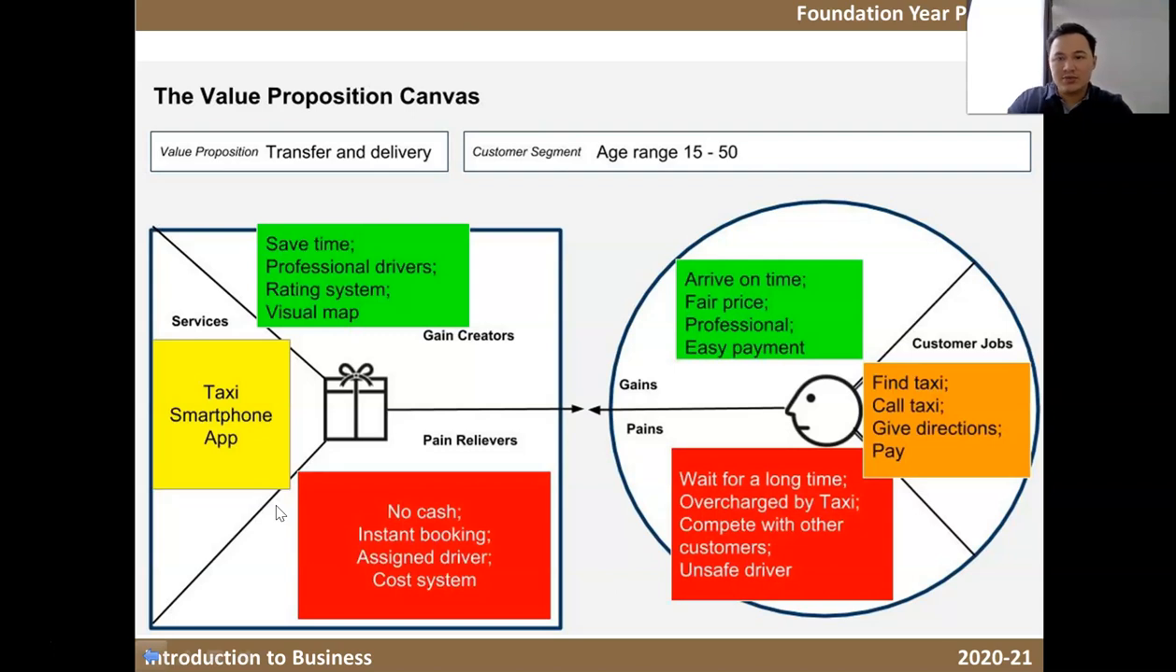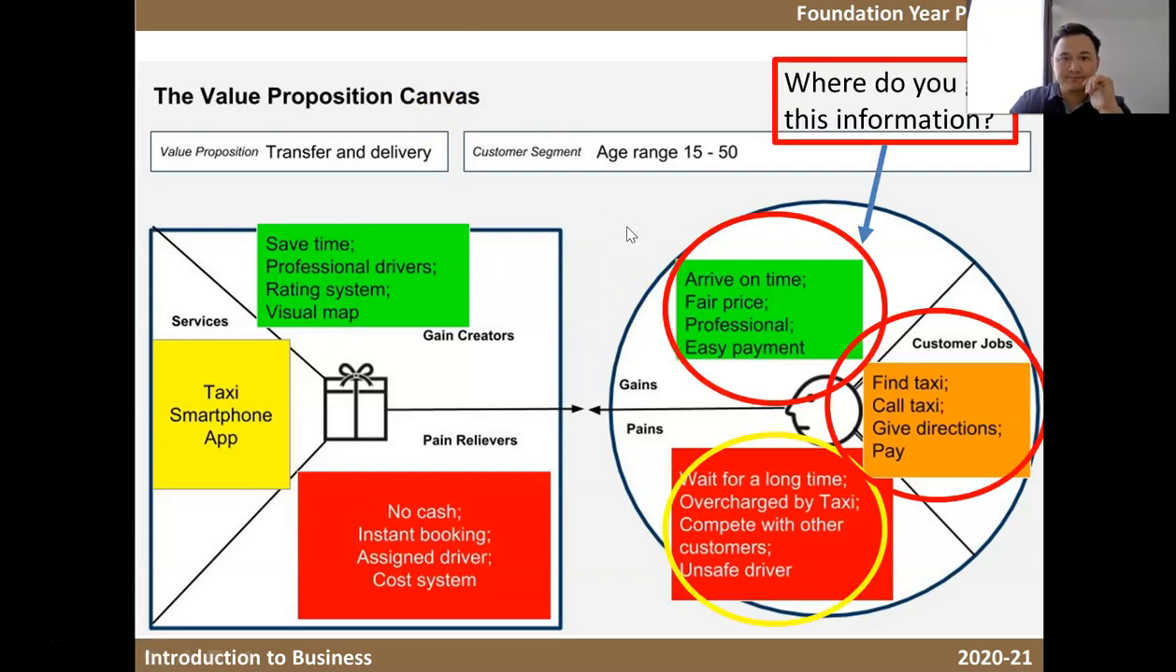And then according to that, you need to come up with gain creators, pain relievers, and the services that will make the customer job easier and more convenient. So this is a fit between what customers want and what you offer. Because if you fail to have this fit, customers won't buy your product.